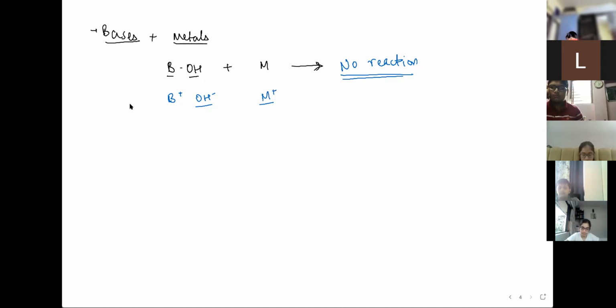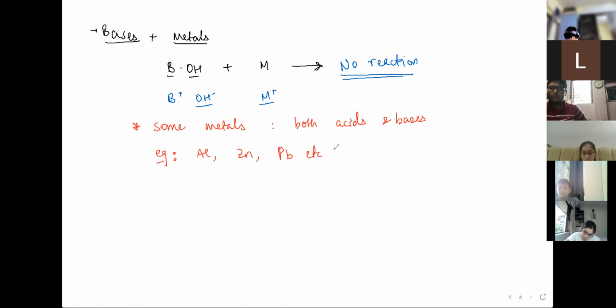That said, there are some metals that show both acidic and basic nature. So they react with both acids as well as bases. For example, the most common examples that you have in your syllabus are aluminium and zinc. Even lead shows these kinds of properties. So these metals are called amphoteric metals.